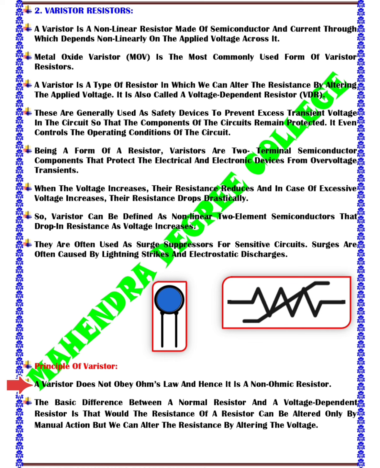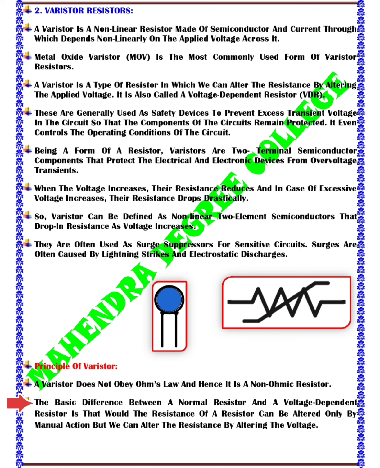We know Ohm's law. Ohm's law, V equals IR, describes the relationship between voltage V, current I, and resistance R in a circuit where resistance is constant. Here, varistors are non-ohmic resistors and do not exhibit a constant resistance value. Their resistance changes with changes in the applied voltage.